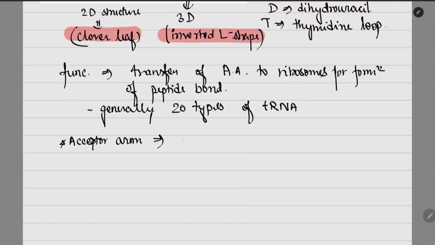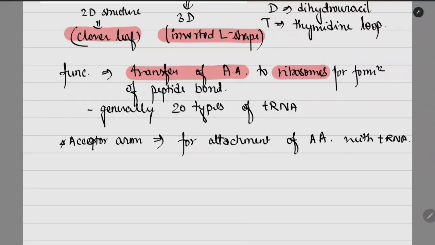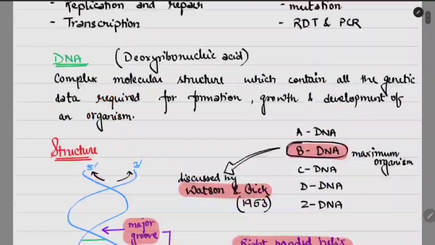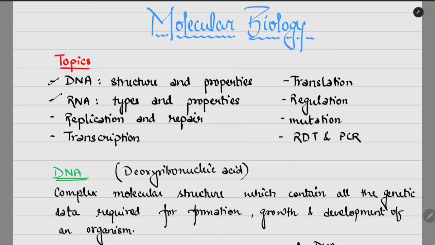The acceptor arm is for attachment of amino acid with tRNA. How this process takes place, I will discuss later. The important points here: the transfer of amino acid to ribosomes, mainly 20 types of tRNA, and the acceptor arm for attachment of amino acid. Now the next topic is replication, as explained here already. The replication and the repair.